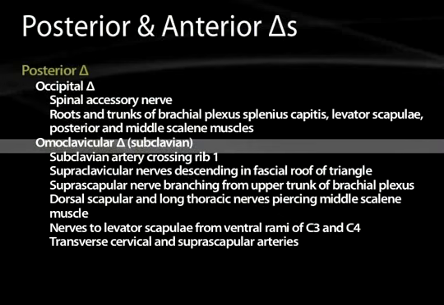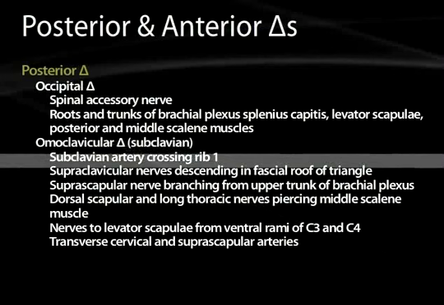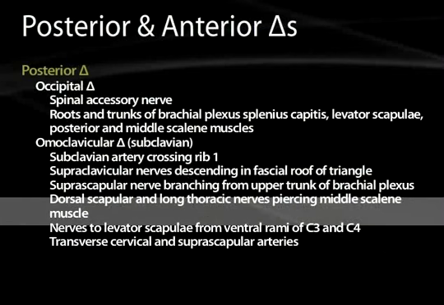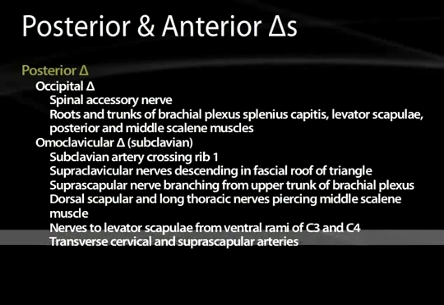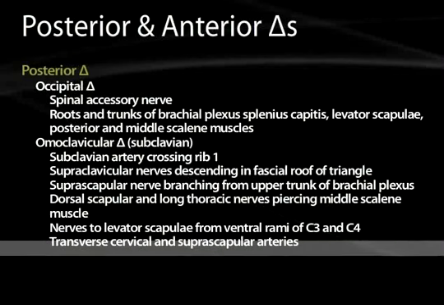In the omoclavicular triangle, also known as the subclavian triangle, you have the subclavian artery, which is an important structure, and then the branches coming from the remaining portions of the cervical plexus that are going to come over top of the clavicle. You have dorsoscapular and long thoracic nerves that will come through the scalene muscles, and then nerves to the levator scapulae from the ventral rami of C3, 4, and a little bit of 5. Also, the transverse cervical and suprascapular arteries will come across this triangle as well.